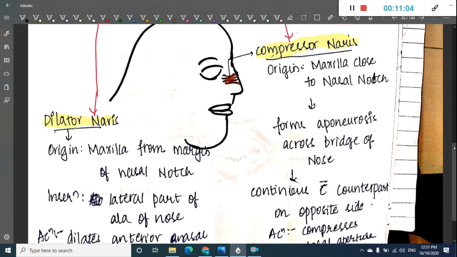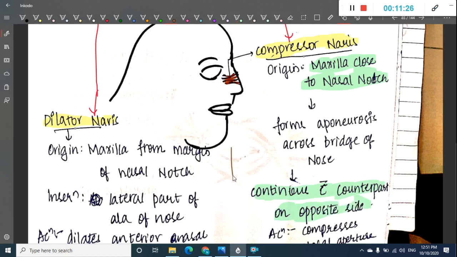If you see, the origins of both of them are almost similar. The compressor naris originates from the maxilla close to the nasal notch, forms an aponeurosis across the bridge of the nose, and continues with its counterpart on the opposite side.